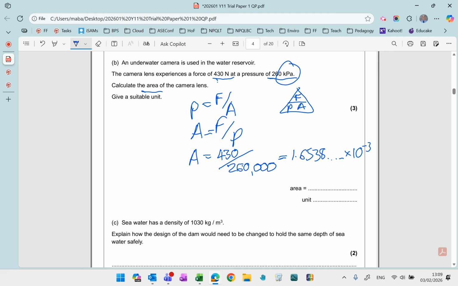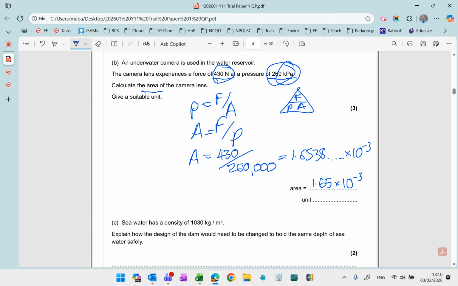Okay, and then to decide how many significant figures we've got to give our answer to, we're going to look back at the question. That's to 3 significant figures, that's to 3 significant figures, so it makes sense to me to give my answer to 3 significant figures, which is 1.65 times 10 to the minus 3. Note that it's absolutely fine to use standard form when writing out your answers. That's no problem at all.